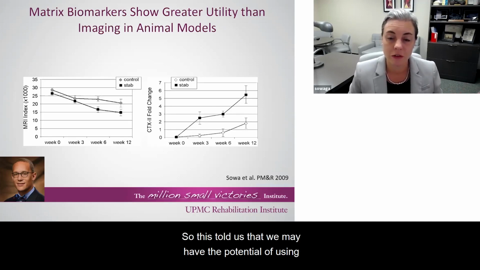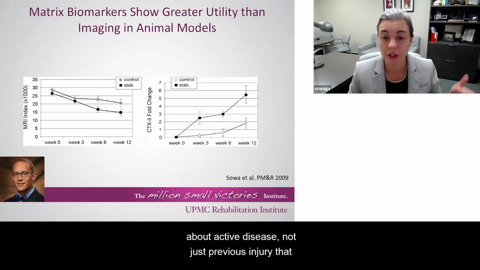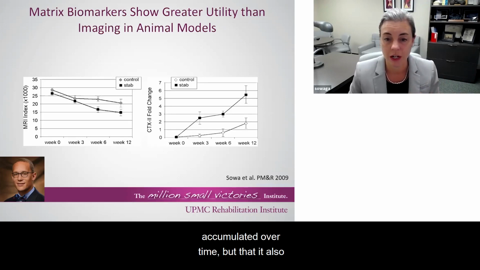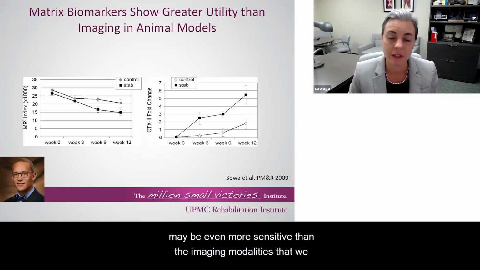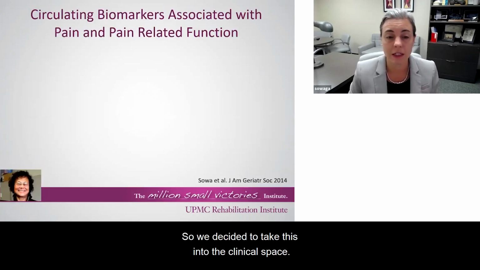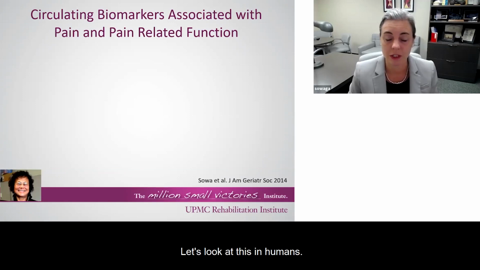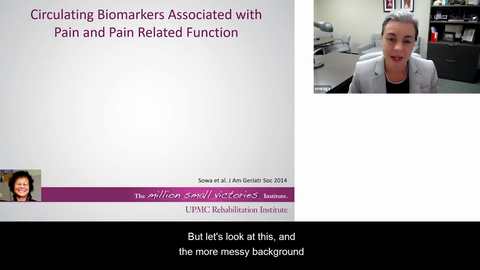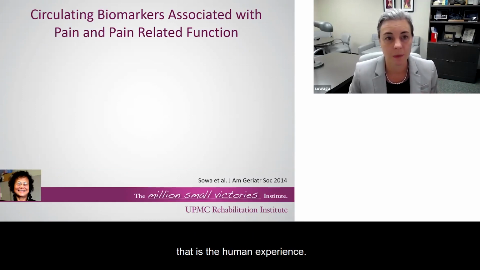So this told us that we may have the potential of using blood-based biomarkers to not only provide information about active disease, not just previous injury that has accumulated over time, but that it also may be even more sensitive than the imaging modalities that we typically use clinically. So we decided to take this into the clinical space. Let's look at this in humans. It's one thing to look at this in a clean animal model of degeneration, but let's look at this in the more messy background that is the human experience.